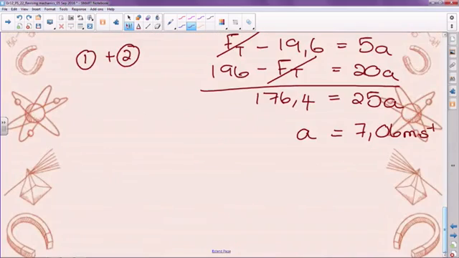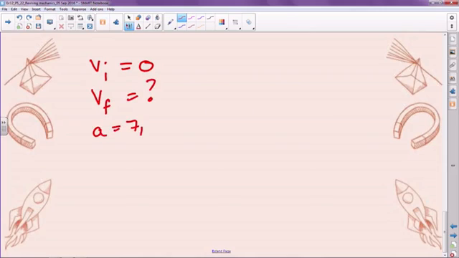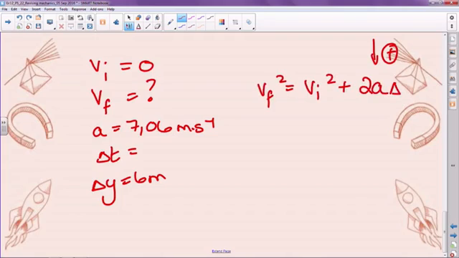So if we go down here and we say, fine, let's do this with what we know. VI is 0. They wanted to know what speed it hits the ground with, so VF is what we're looking for. A is the 7,06 that we've just worked out. Delta T we don't know, and delta Y is 6 meters. Now what I've assumed by those values is that down is positive because that's the direction that the 20 is moving in. Okay, so we look at this and we go, well, we want VF and we don't have T, so I'm going to use VF squared equals VI squared plus 2A delta Y.